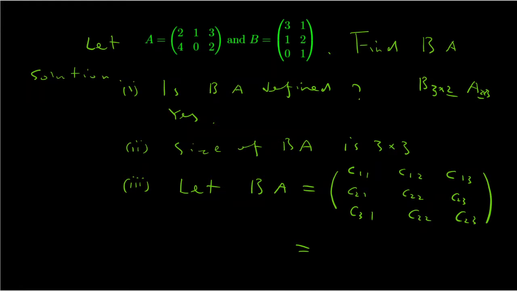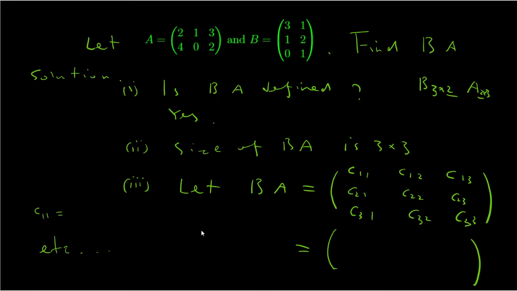I want you to get the numbers yourself. So please, for instance, C11, you use the first row, the first column. C12, you use the first row in the matrix on the left, and the second column in the matrix on the right, and so on. Sir, in your last row there, you have C31, C22, C23. Shouldn't it be C3? Yeah, you're right.